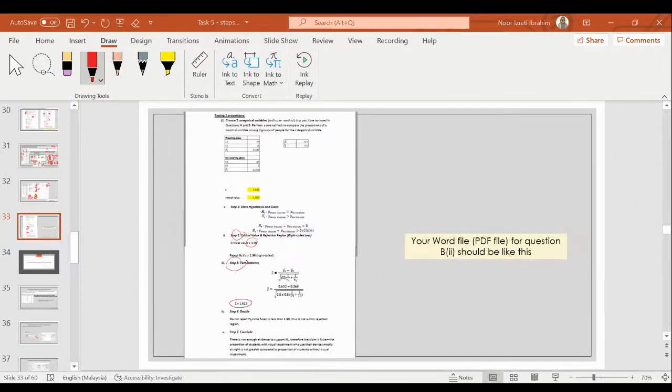That's how we do the hypothesis testing for testing the 2 means and 2 proportions.